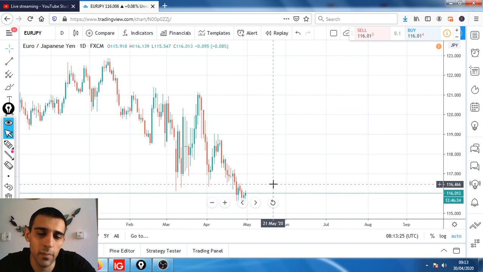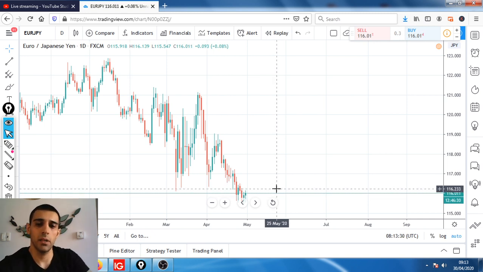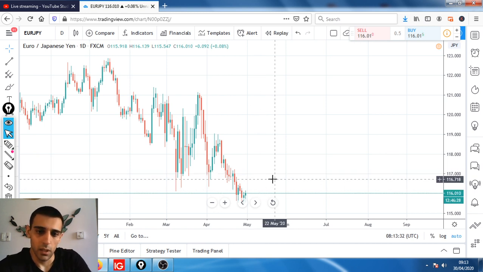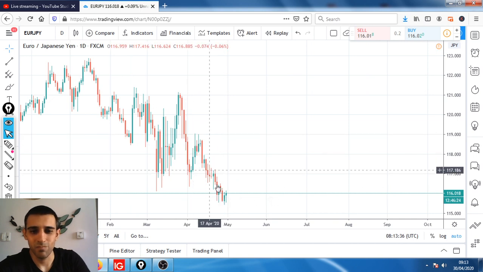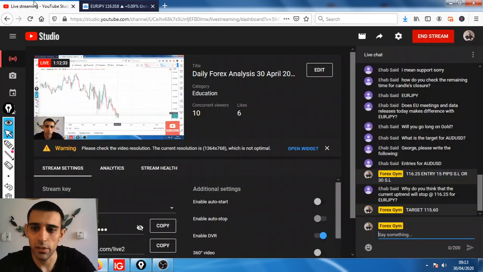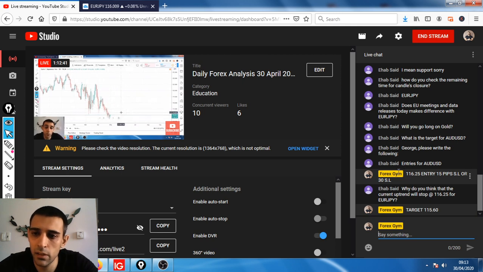If you take the 30 pip stop loss, then the risk reward is going to be just over 1 to 2. And if you take the 15 pip stop loss, then it's going to be good. But it does not look good, though again, it's your choice. Personally, I will not take it. It's just not looking good.